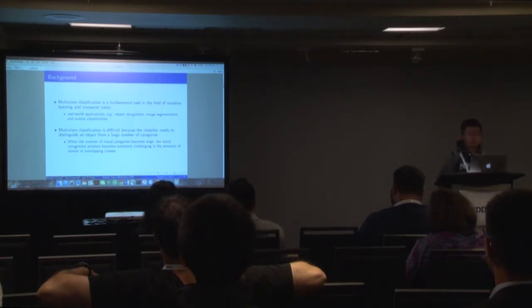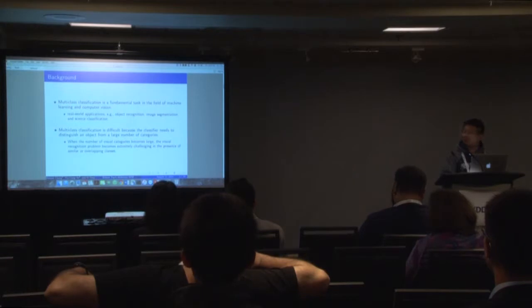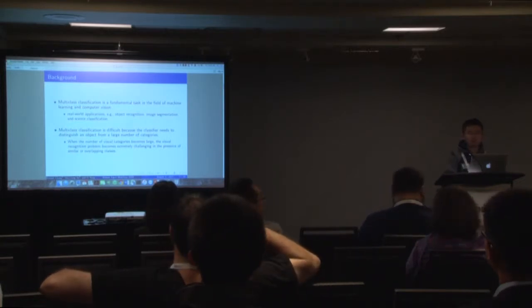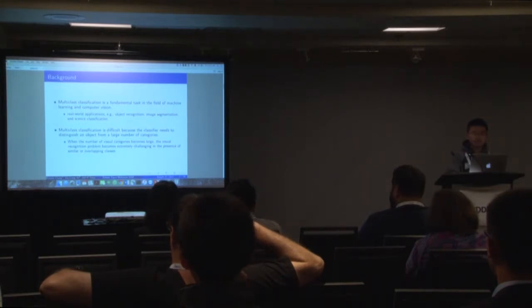The first is the background of multiclass SVM. Multiclass classification is a fundamental task in the field of machine learning and computer vision. There are many real-world applications for multiclass classifications, including object recognition, image segmentation, and scene classification. A multiclass classification problem is very difficult because the classifier needs to distinguish an object from a large number of categories. When the number of visual categories becomes very large, the visual recognition problem becomes extremely challenging in the presence of similar or overlapping classes.